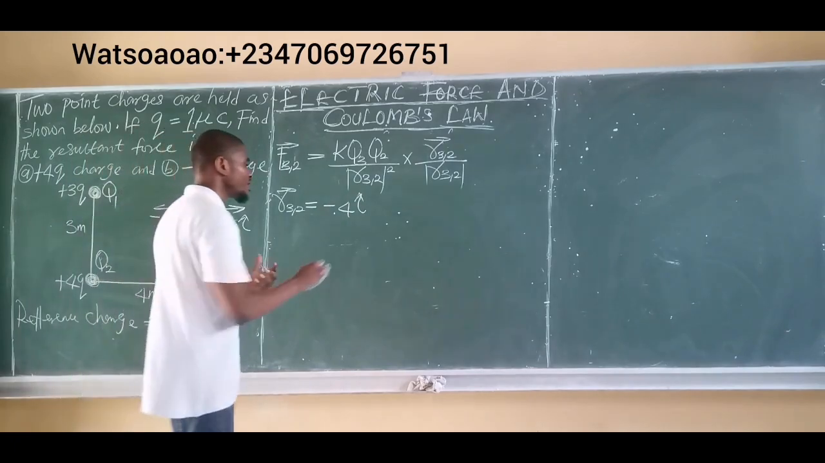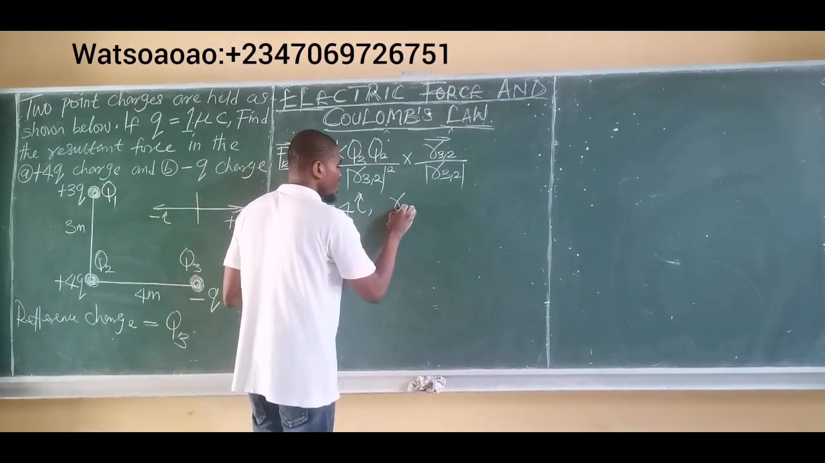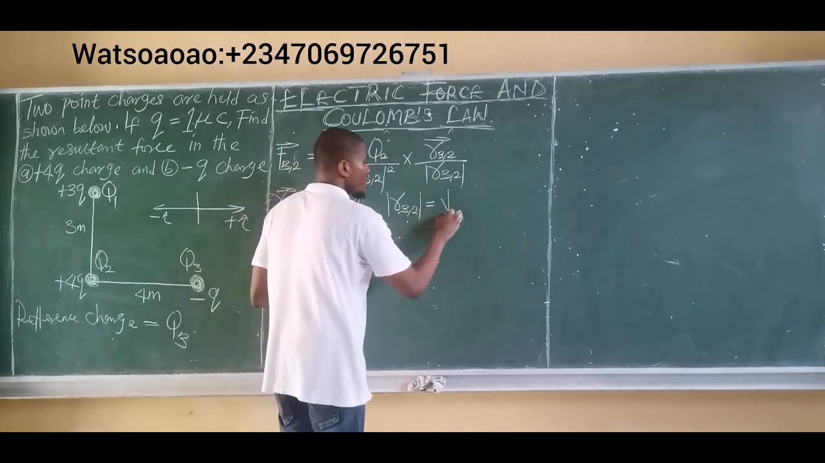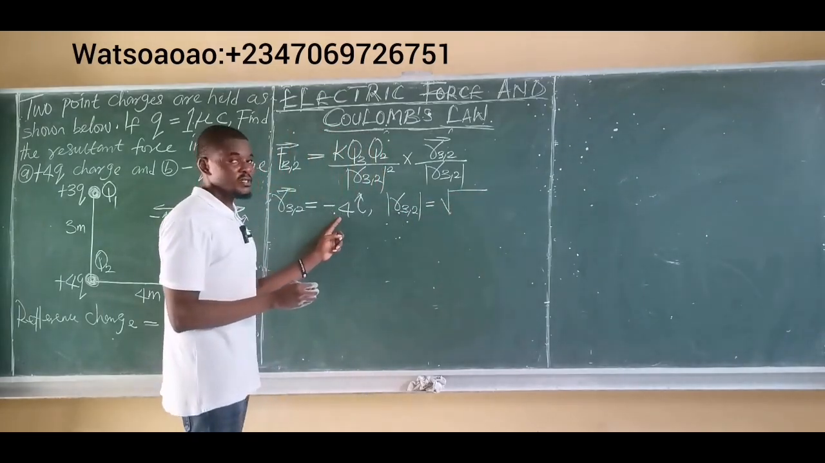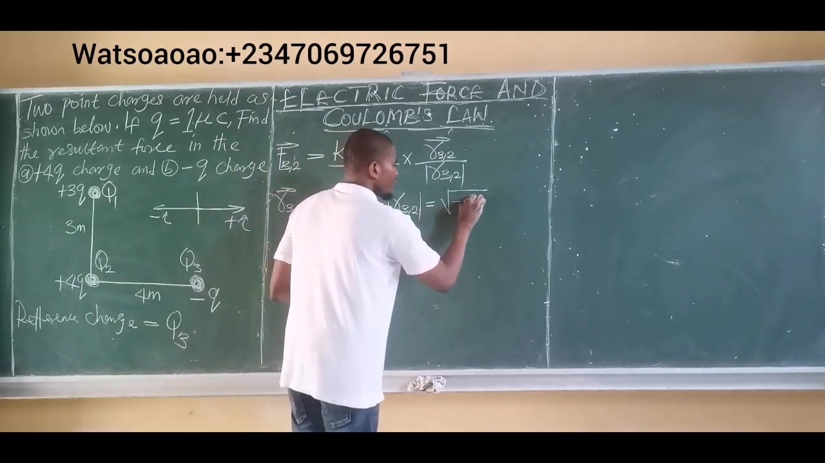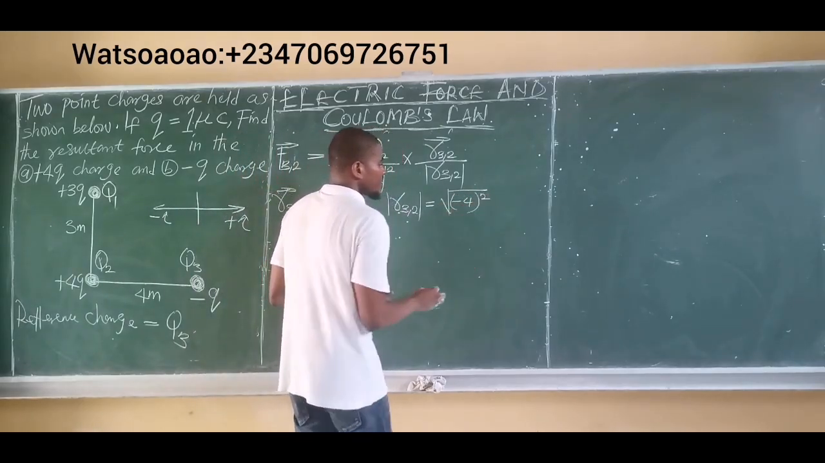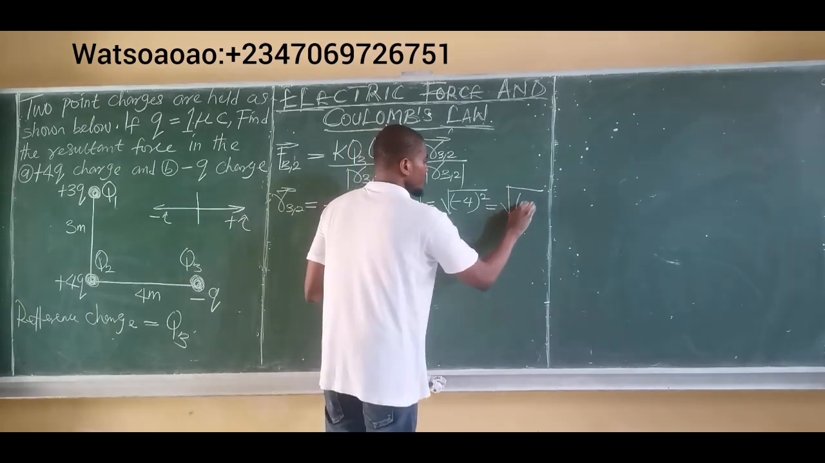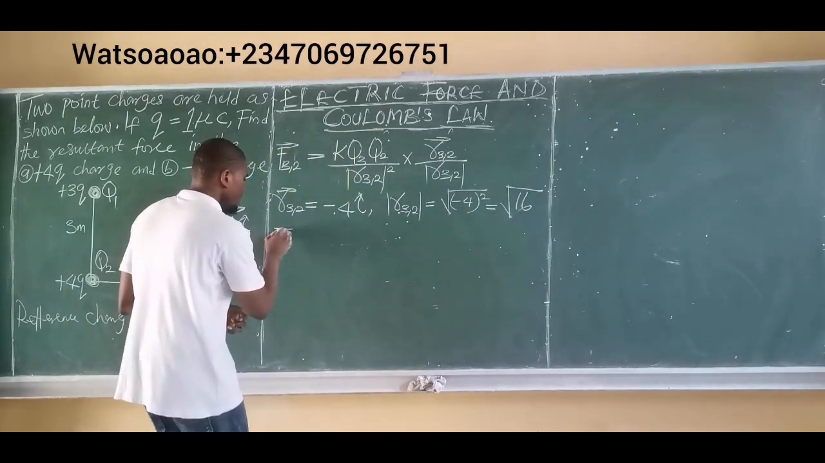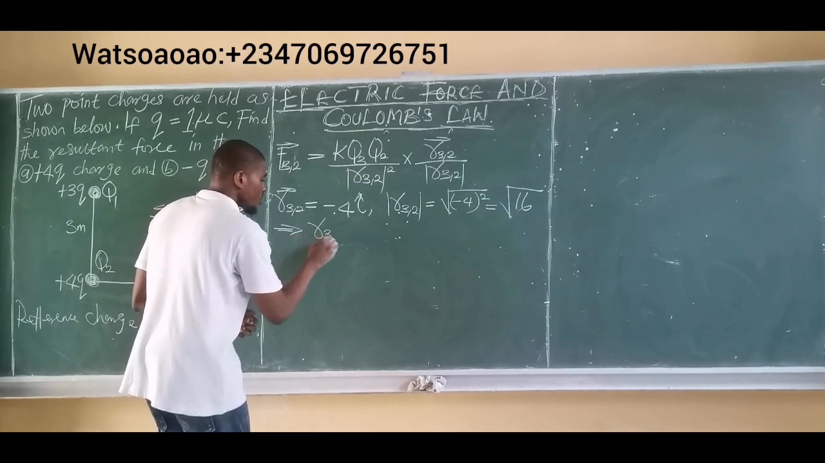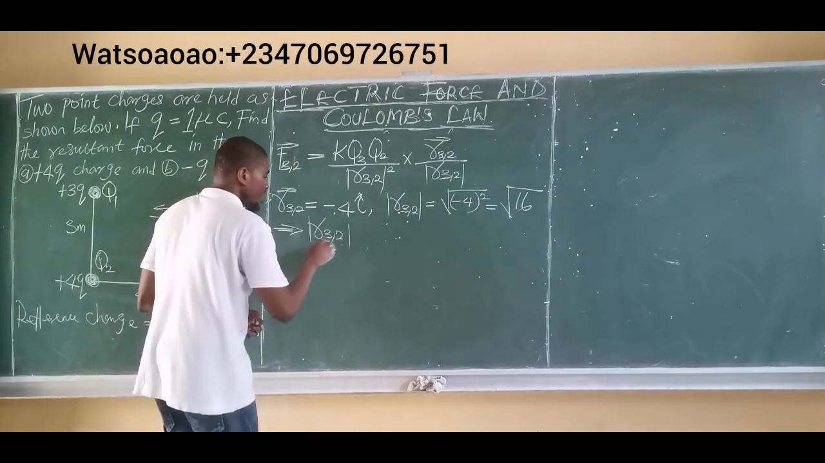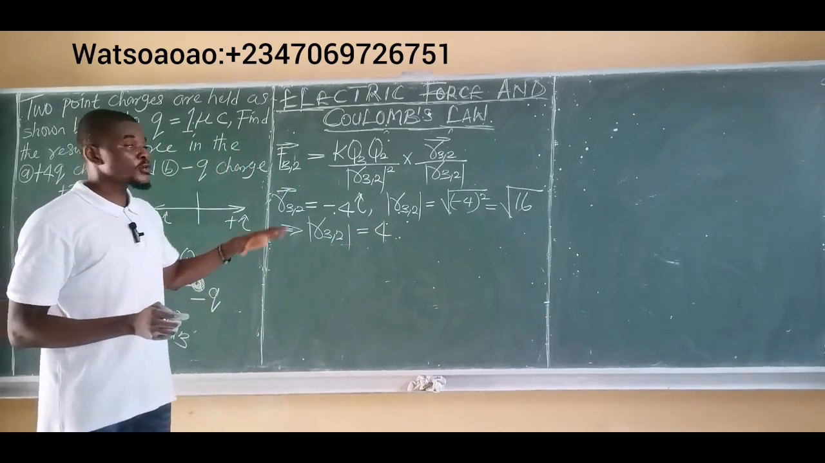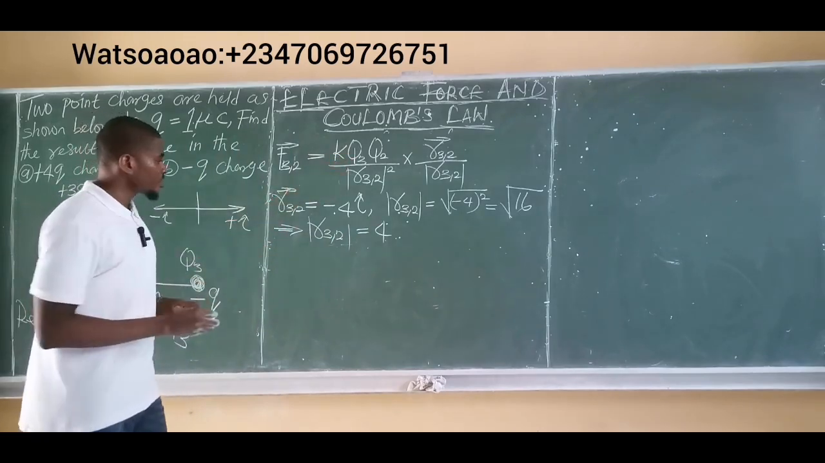Having found this, the next thing you do is find the magnitude of that distance, R3 2. This simply means the square root of the square of the given position, so you have negative 4 all squared. The square root of negative 4 squared, which is 16, implies that the magnitude of the position vector between charge 2 and charge 3 is still 4. So you plug this into the formula.